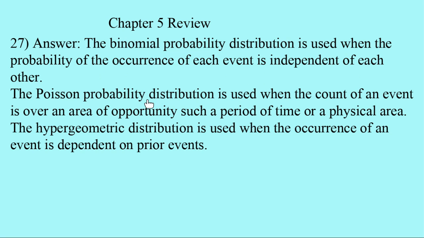The Poisson probability distribution is used when the count of an event is over an area of opportunity, such as a period of time or a physical area, which is what you said. And the hypergeometric distribution is used when the occurrence of an event is dependent on prior events. Exactly. Very good, Tony. And hello, John.